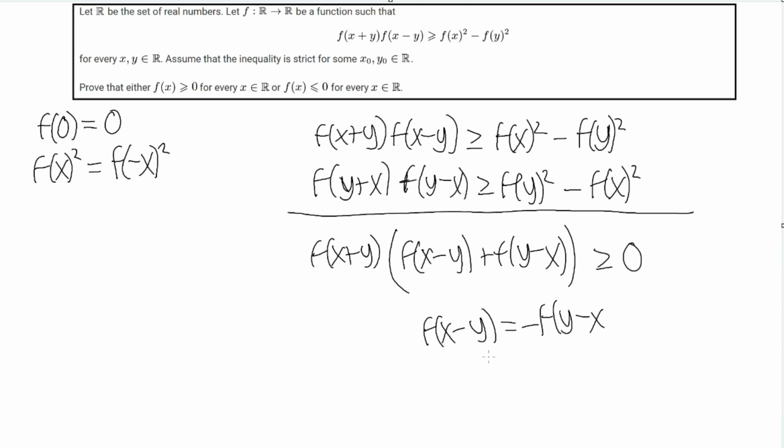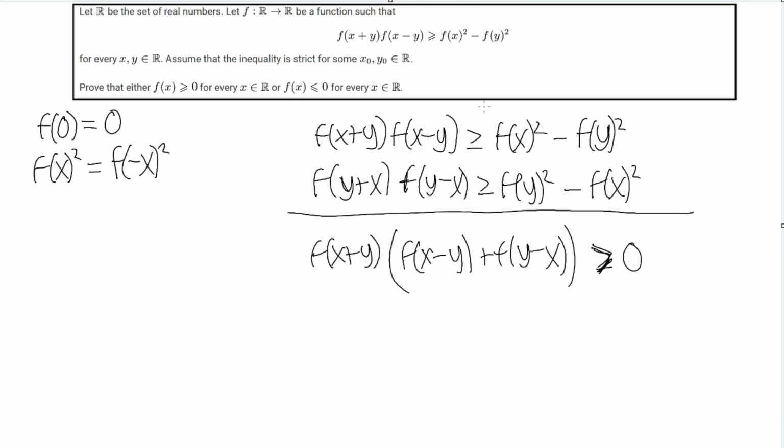So we want the case where this happens to be impossible, meaning that we need to somehow have that this is strictly greater than 0. So we need a strictly greater than sign in one of these inequalities. But then this is where the problem statement comes in. Assume that the inequality is strict for some x0, y0, and r.